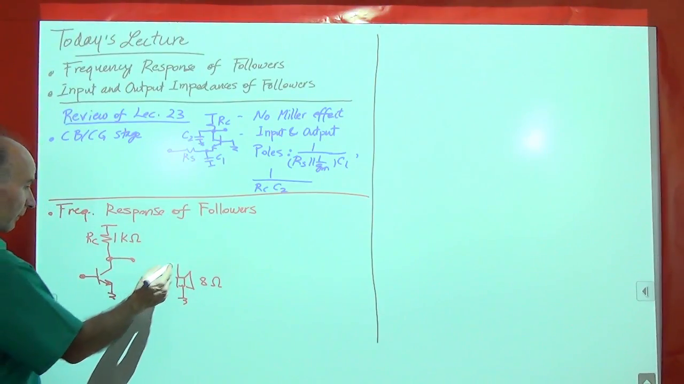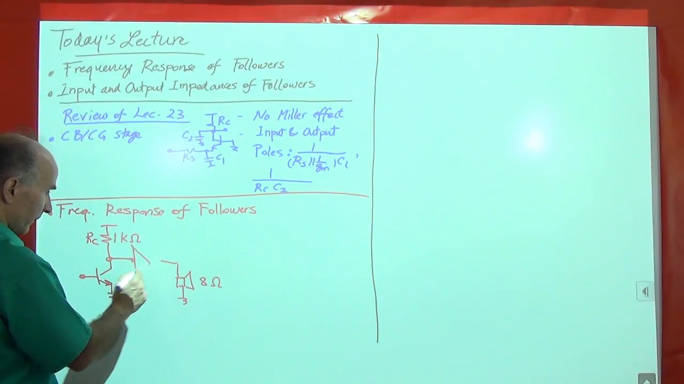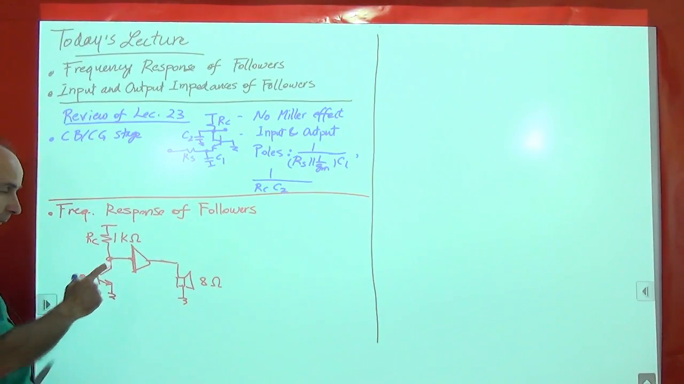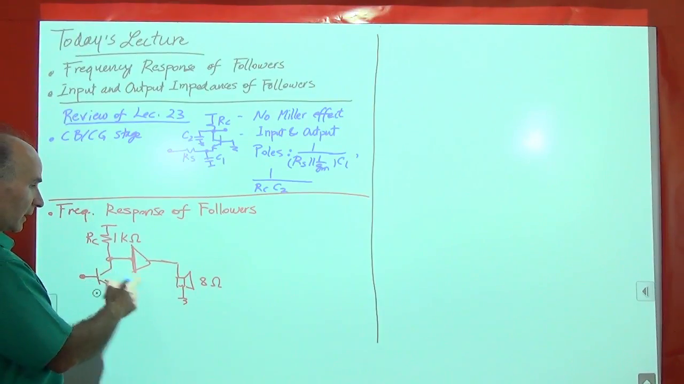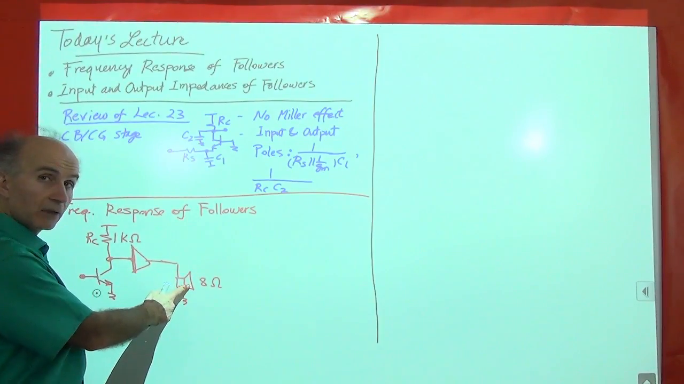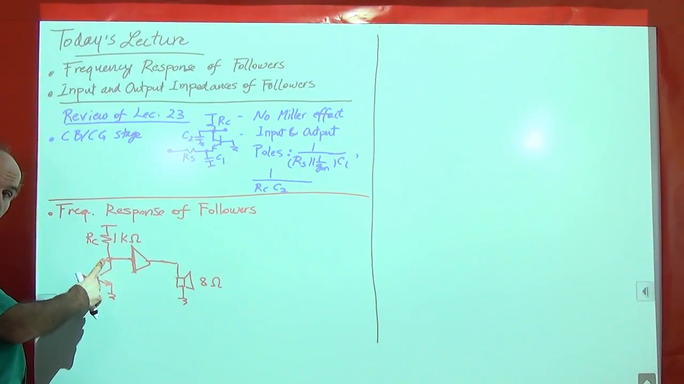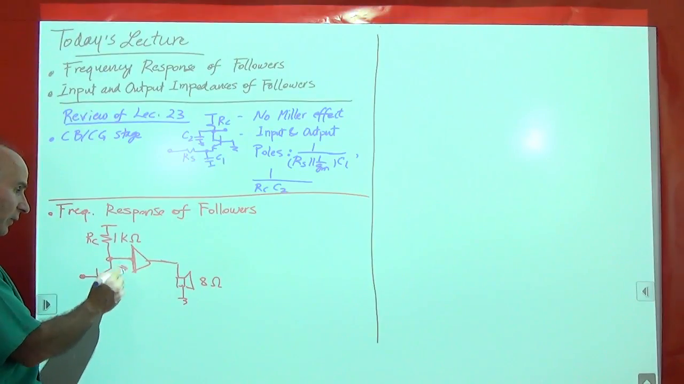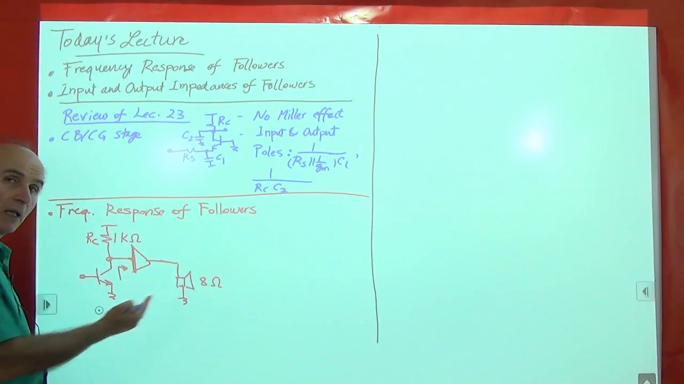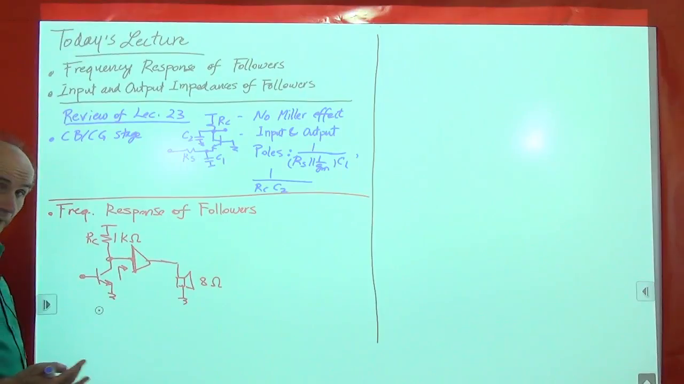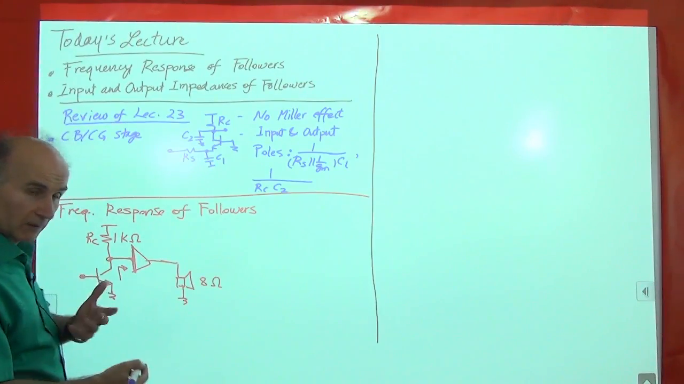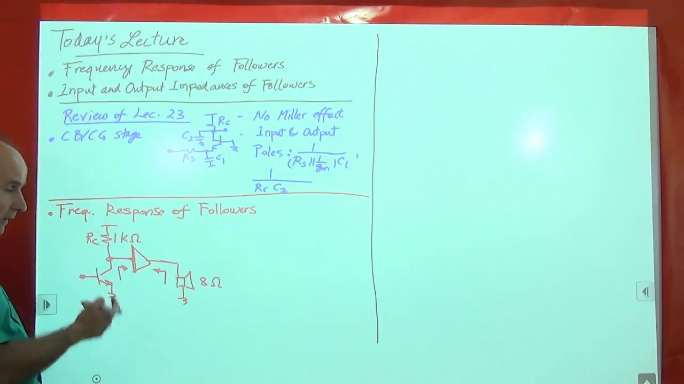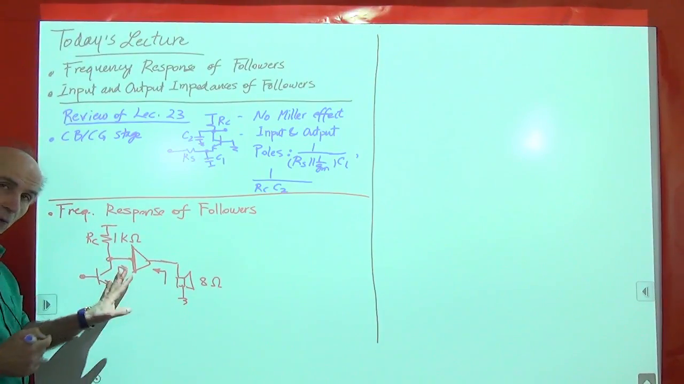So to avoid that problem, we place a buffer between this stage and that stage. The purpose of this buffer is to make sure that this 8 ohms does not directly load this amplifier. Okay, so in other words, if I look this way, I should see something much higher than 8 ohms. And we saw that followers can do that. Alternatively, I can say, if I look this way, I should see a much lower impedance than 1 kilo ohm. So that's the role of a buffer.